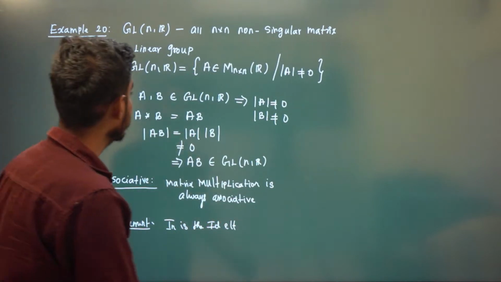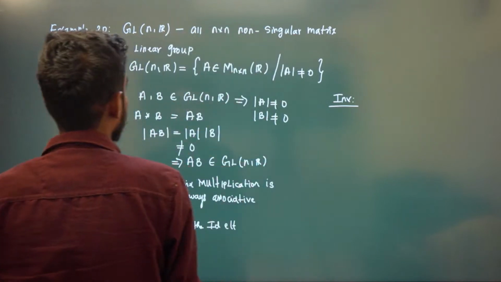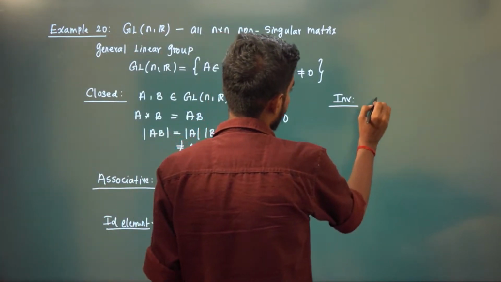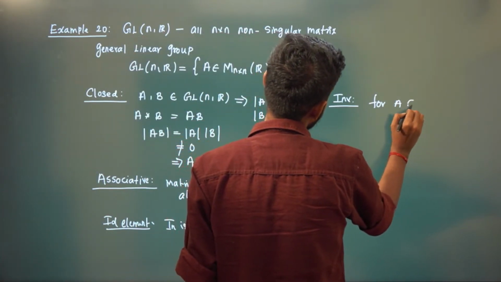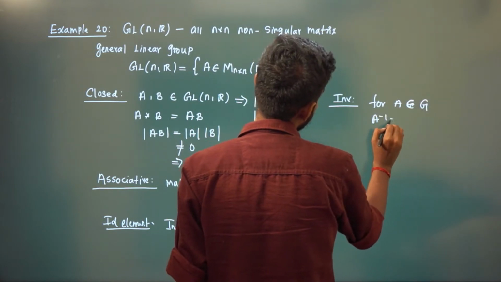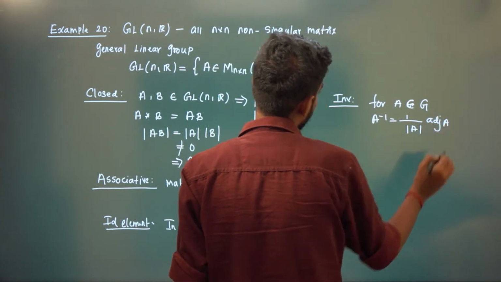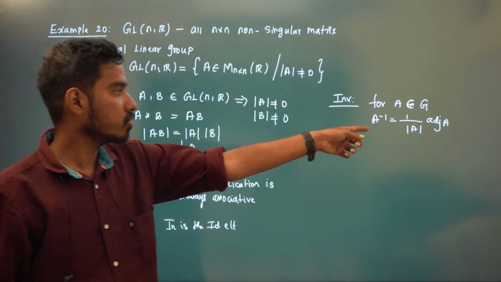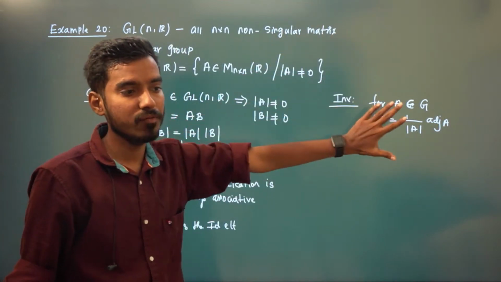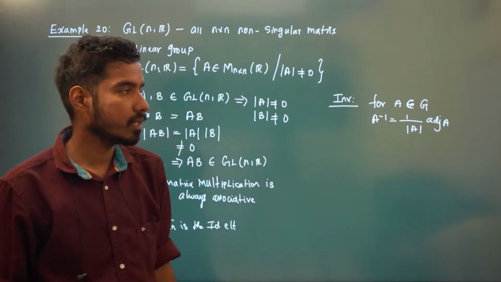And what about the inverse? For A belonging to G, A inverse is nothing but 1 by determinant of A times adjoint of A. This you already know. Since determinant of A is not equal to 0, the inverse exists for all A. So this matrix will be the inverse for that matrix.